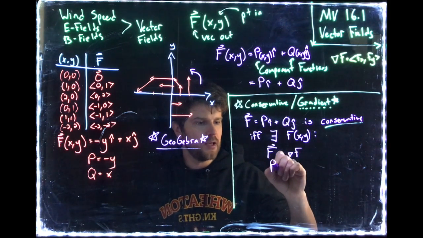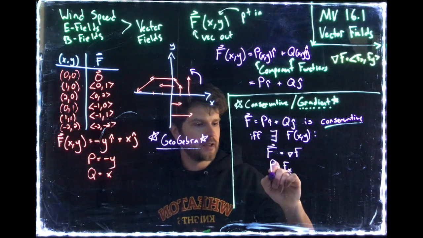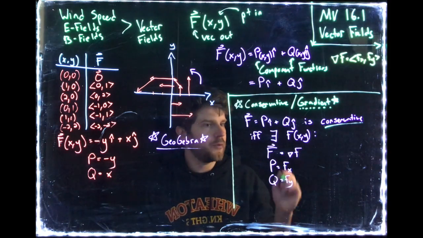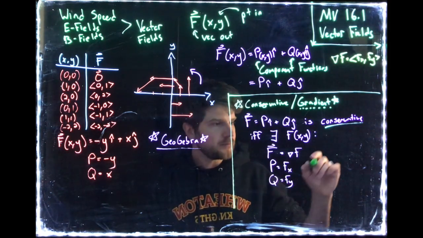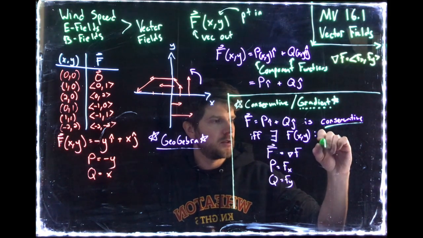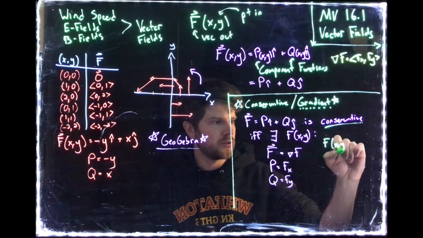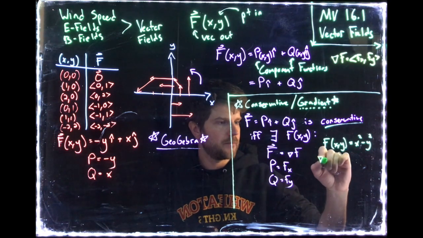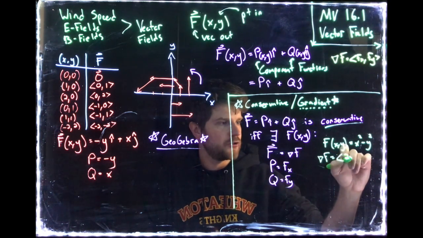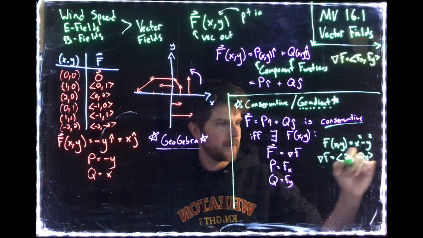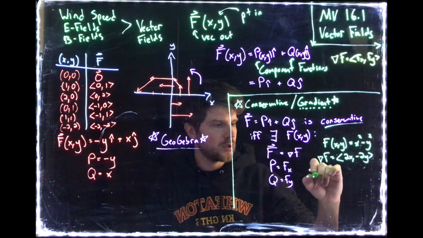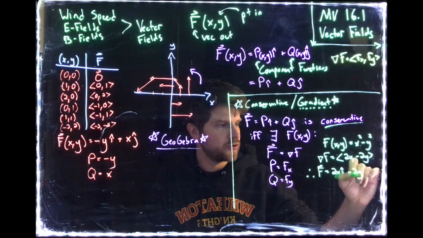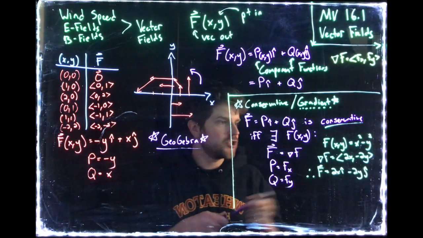That also means that P would have to be the partial derivative with respect to x, and Q would have to be the partial derivative with respect to y. So if we look, for instance, at this scalar function, x squared minus y squared, if we take its gradient, we get 2x, minus 2y. What that means is that the vector field 2x i hat minus 2y j hat is in fact conservative.